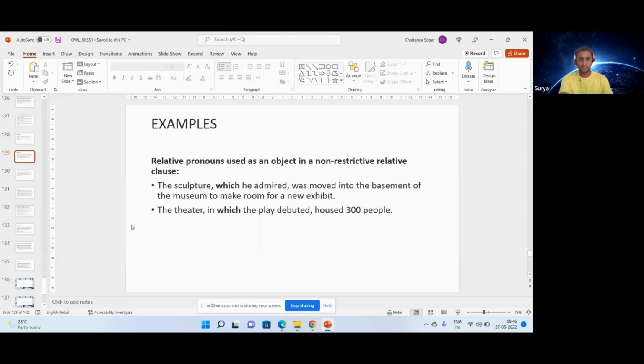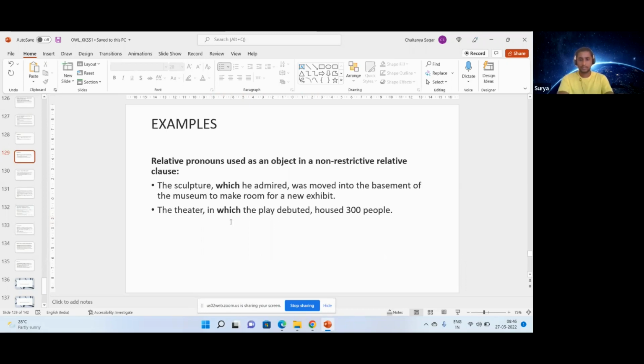So we'll see the second sentence here, second example. The theater in which the play debuted housed 300 people. So if you see here, if you just remove the information which is mentioned in between these commas, it still says the theater housed 300 people. Basically, you're just quantifying how many people have come in. And in which the play debuted is giving extra information.